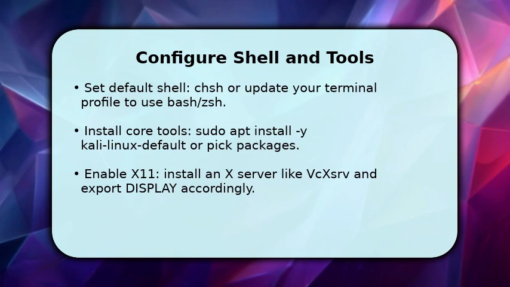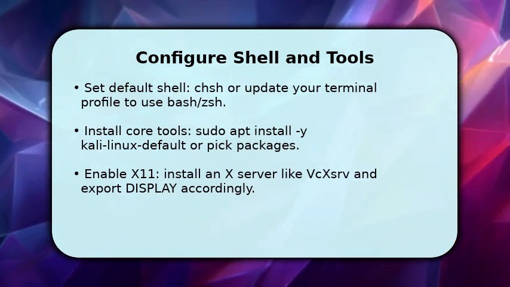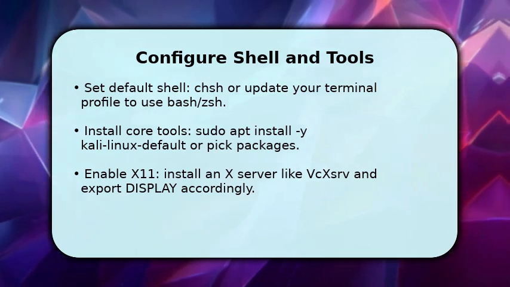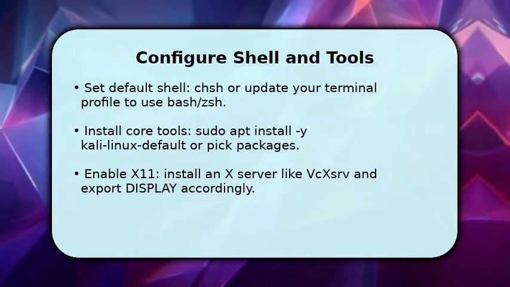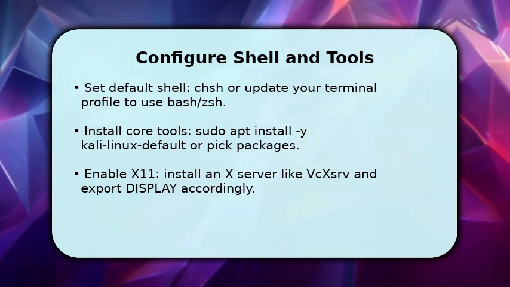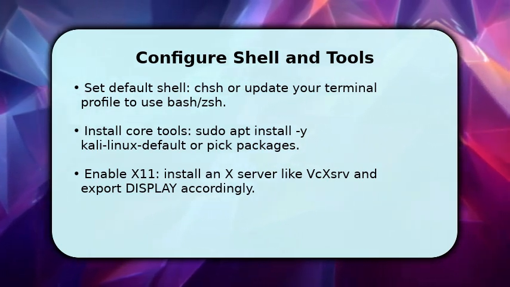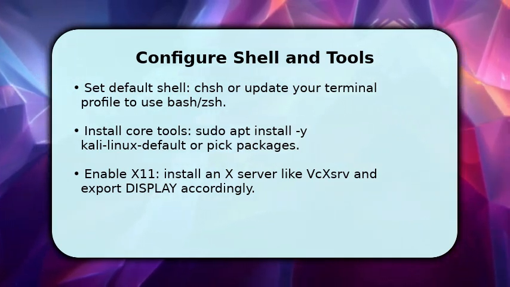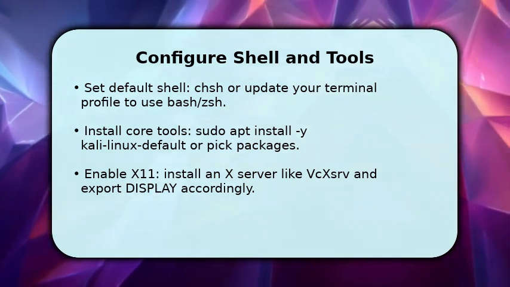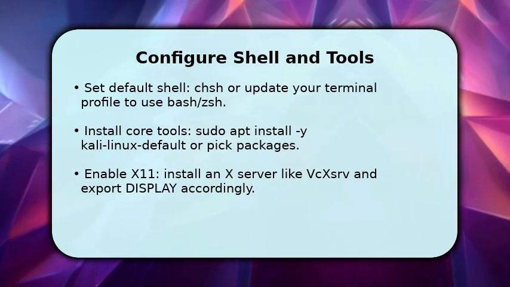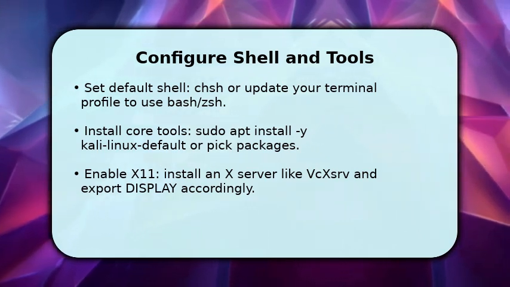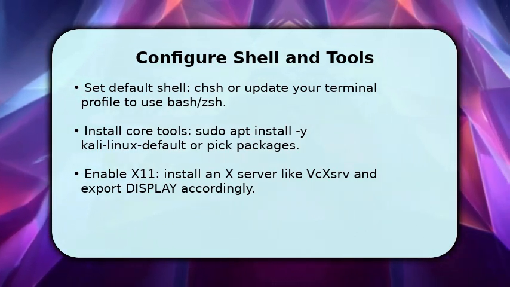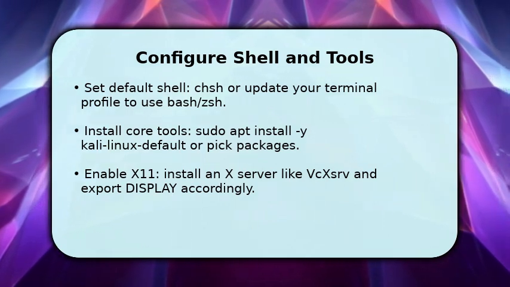You now configure the shell and essential tools. Change your default shell to Bash or ZSH. Modify your Windows Terminal profile to launch the Kali profile directly for faster access. Install core packages with sudo apt install -y kali-linux-default, or install only the tools you need to save space. To run GUI apps, install and run an X server like VcXsrv on Windows and export DISPLAY=:0 or use localhost:0. This lets graphical Kali tools appear seamlessly in your Windows desktop.